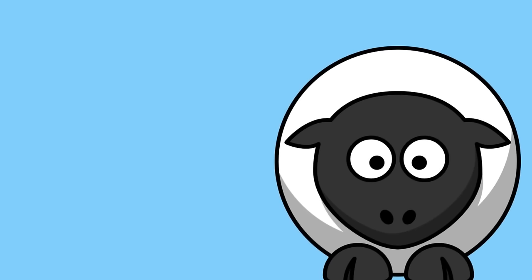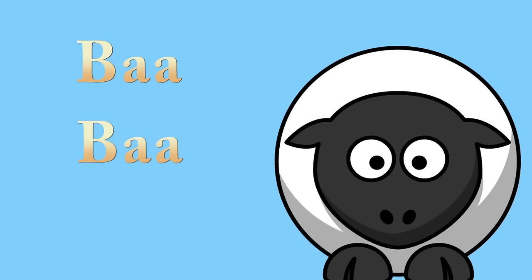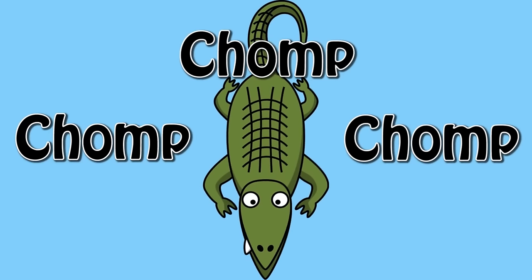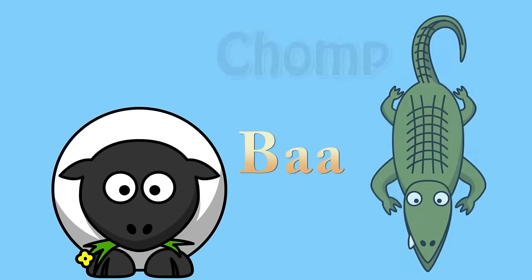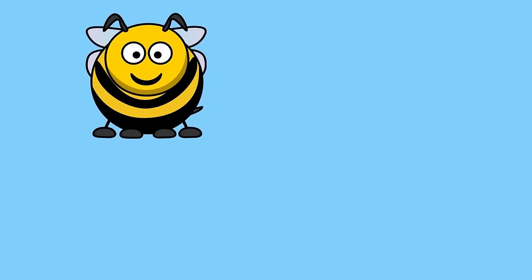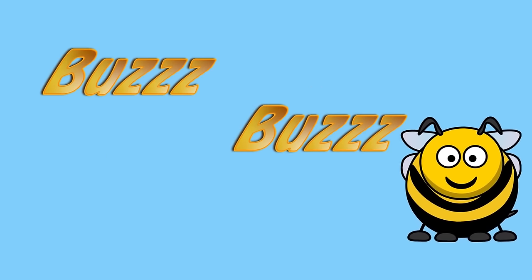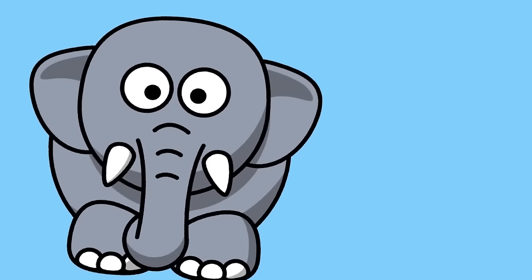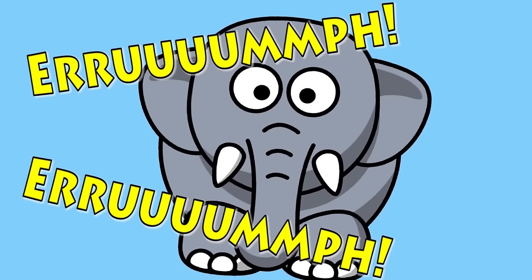The sheep goes bah, bah, bah. The alligator goes chomp, chomp, chomp. These are the sounds the animals make. The bee goes bzz, bzz, bzz, bzz. The elephant goes arumph, arumph.